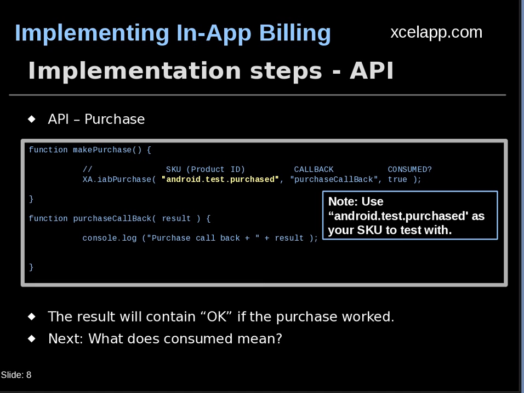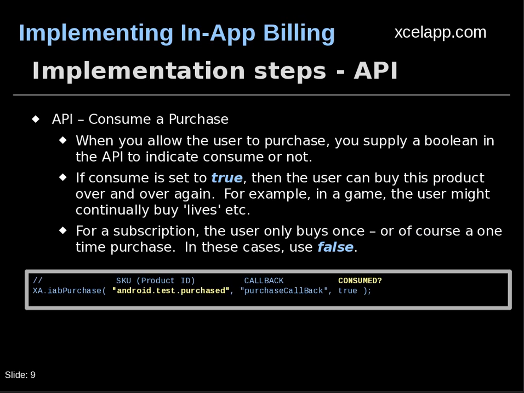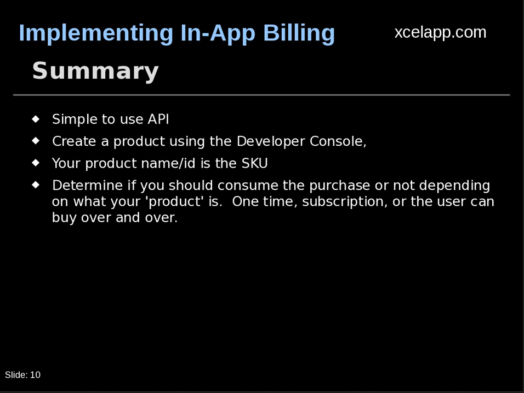So let's have a little discussion on what consume means. When you allow the user to purchase, you supply a boolean in the API to indicate consume or not. If consume is set to true, then the user can buy this product over and over again. For example, in a game, the user might continually buy lives, etc. For a subscription or a one-time purchase, you would supply false for consumed. Okay, so that is the difference.